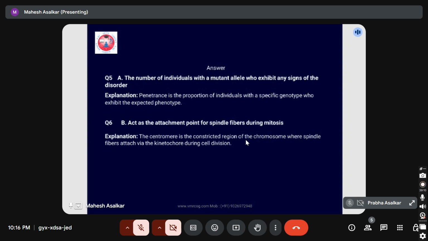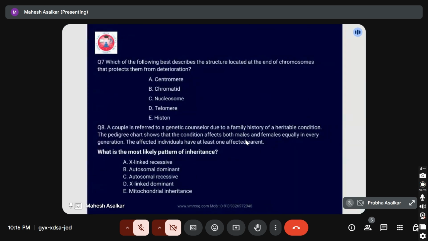Then question number 6 is acts as an attachment point for spindle fibers during mitosis. The centromere is the constricted region of the chromosome where the spindle fibers attach via the kinetochore during the cell division. Okay. Next, Dr. Sinchana.